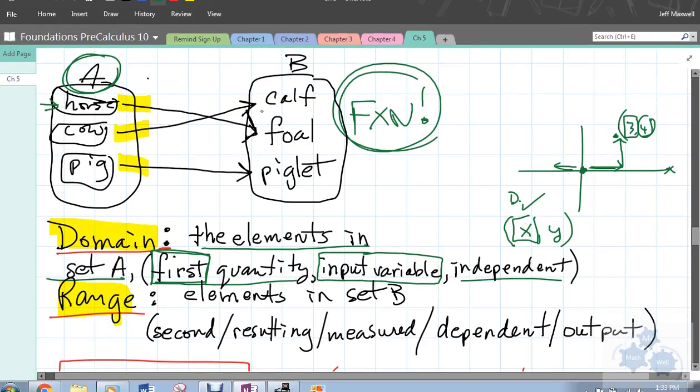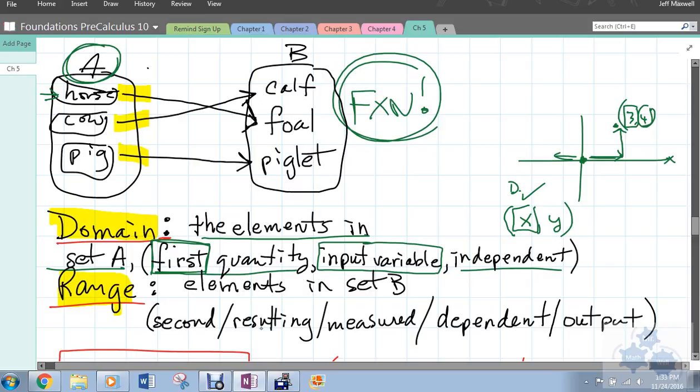The range is the elements in the second set. They are the resulting output. If you have an input as domain, your output is your range. It's also good to think of it as the measured quantity. So if we're talking about people and their height, you start with a person and you measure his height. You take another person, measure her height. It's the measured quantity.